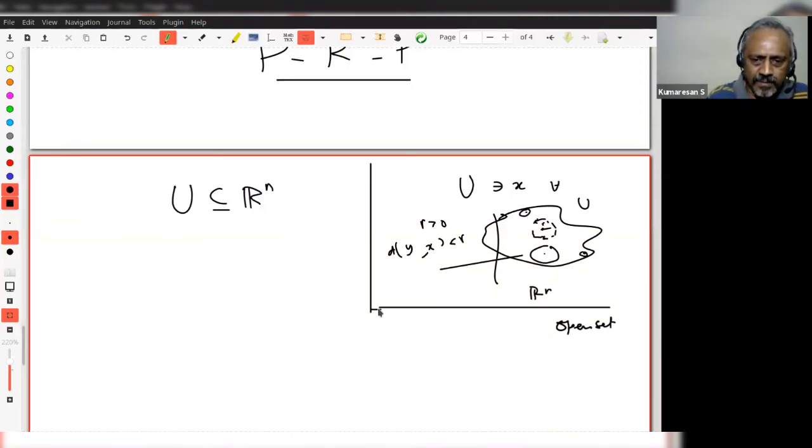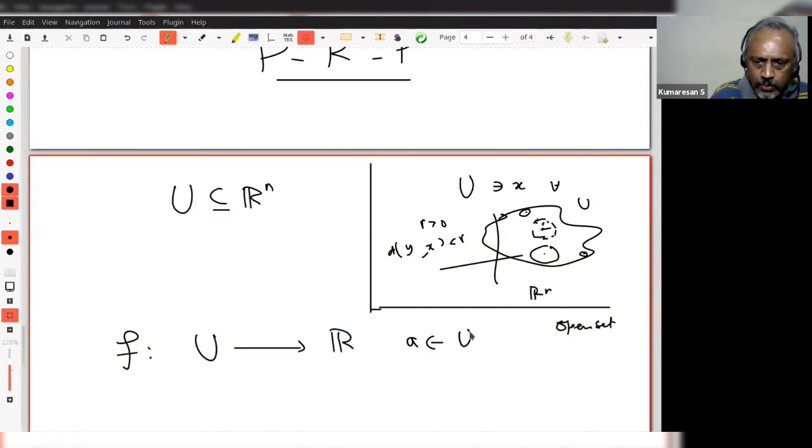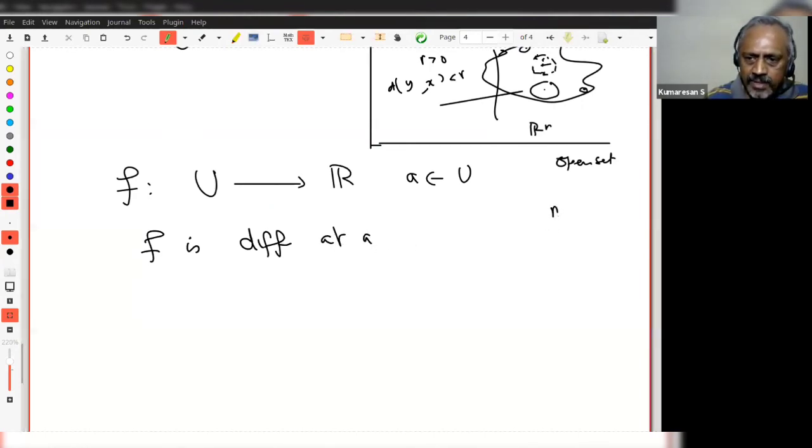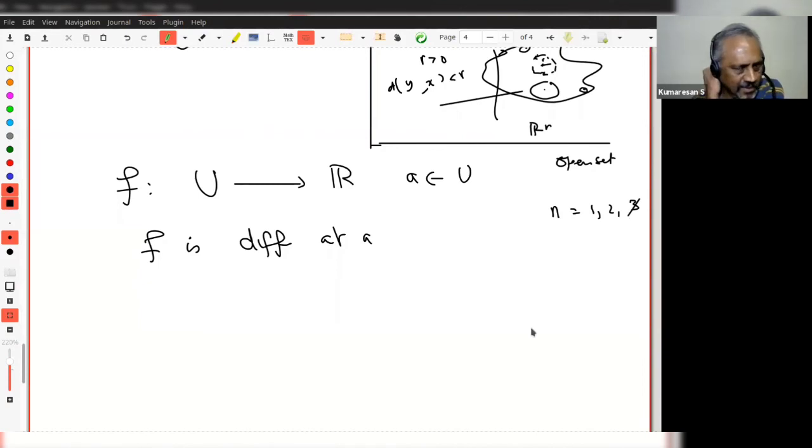Now suppose I have a function f from U to R, and fix a point a in U. I want to define differentiability of f. Notice that when n equals 1, 2, you had already seen the definition of differentiability, because this U will be a subset of R, or a subset of R2, or it could be a subset of R3 in case you know it, but let's not worry about that. So we want to define.